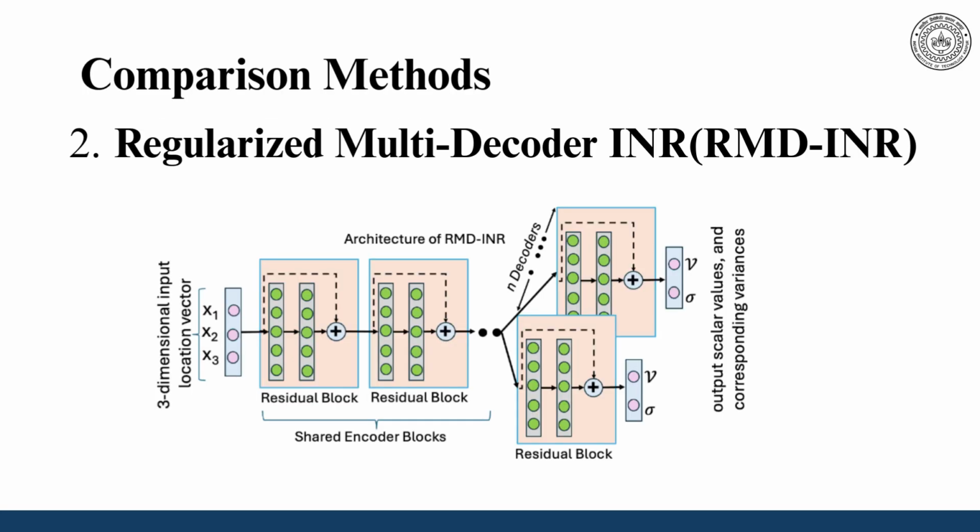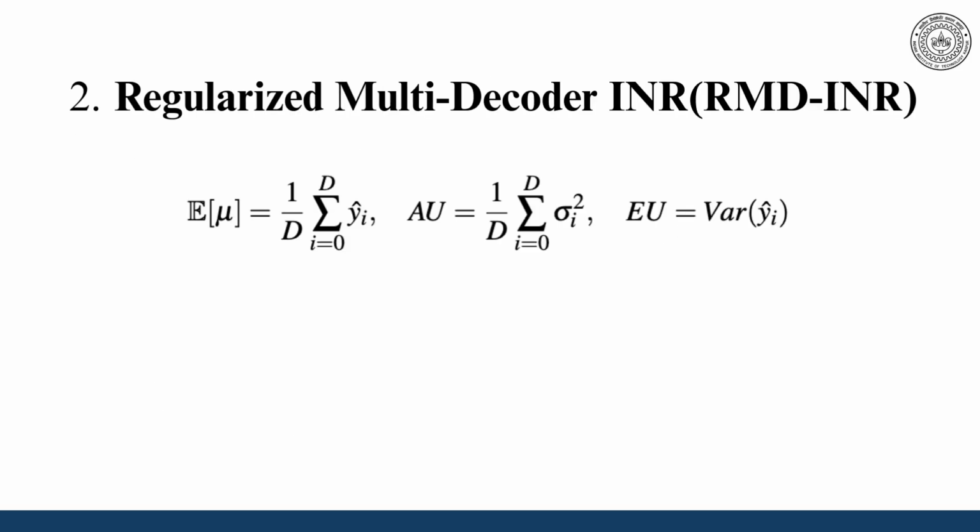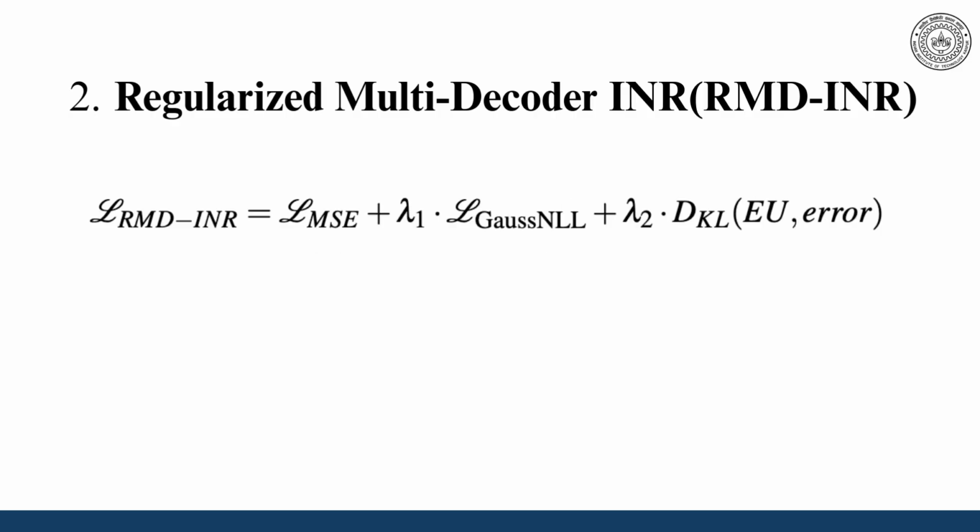Regularized multi-decoder INR uses a shared encoder with multiple decoder heads, each predicting both mean and variance. The average prediction gives the scalar value and aleatoric uncertainty, while variance across decoders provides epistemic uncertainty. It is trained using MSE, Gaussian NLL, and an additional KL regularization term to align epistemic uncertainty with prediction error.